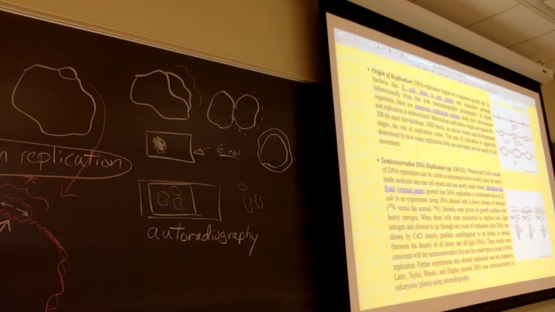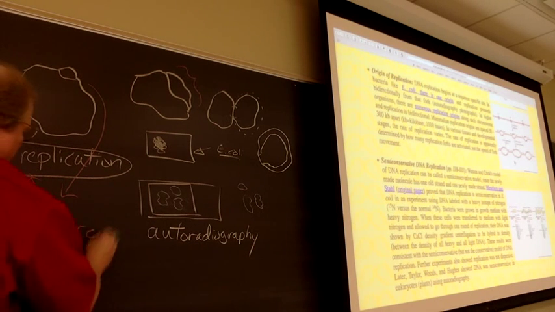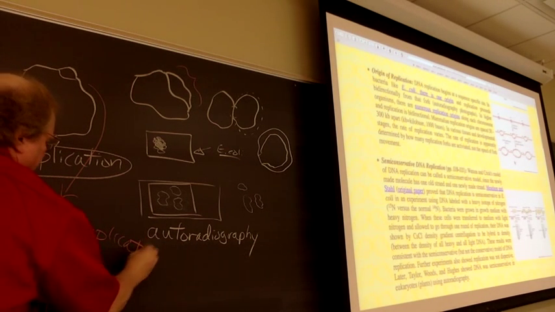It's bidirectional. It goes both directions. We start from that origin, that point right there will be the origin, and we start replicating in both directions. In other words, we set up two replication forks. We're going to call that right there a replication fork.